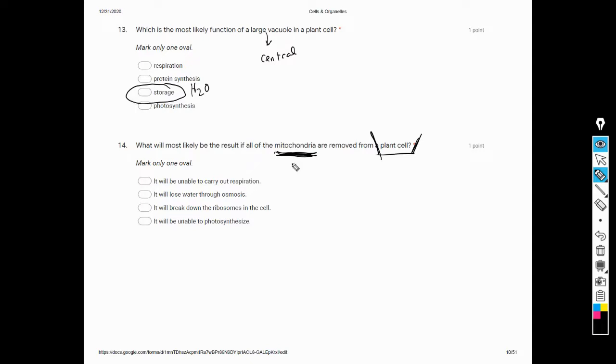So again, we have to focus on what the function of the mitochondria is, and that function is respiration. So it won't be able to carry out respiration. Again, since students read plant cell last, a lot of times they will pick, it will be unable to photosynthesize, which is not the correct answer for this question. That is actually the distractor.